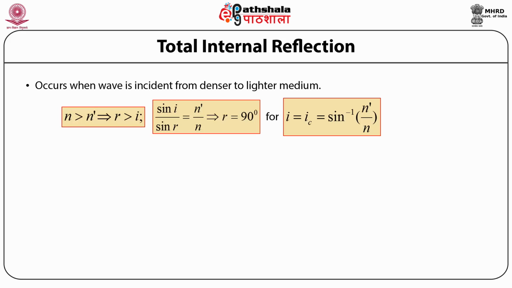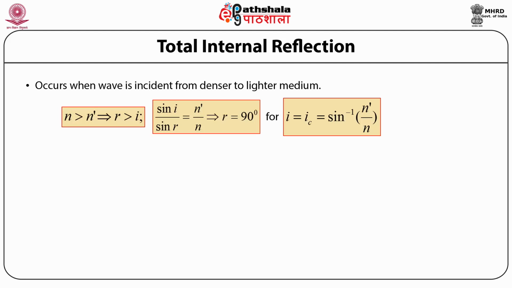So in this case, we see that since the refractive index of medium 1 is greater than that of medium 2, therefore the angle of refraction r is greater than the angle of incidence i. So if we write down Snell's law, then we get sine of angle of incidence upon sine of angle of refraction is equal to n prime by n, where n prime is the refractive index of medium 2 and n is the refractive index of medium 1.